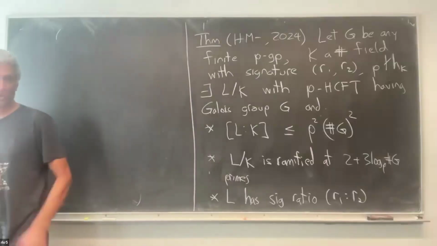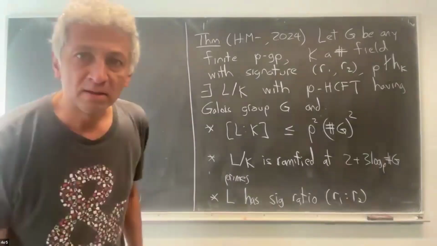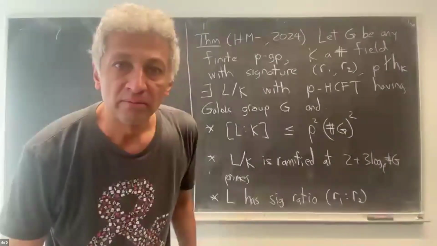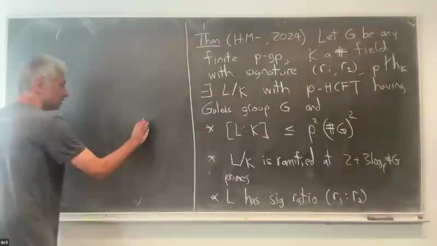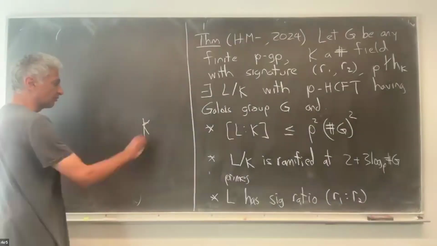Yeah, a question, please. Can you come back on the explanation concerning the fact that P does not divide the class number? Right. So what if K is our field?